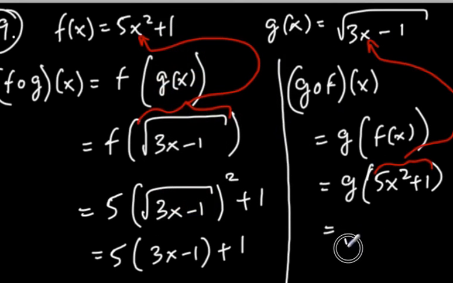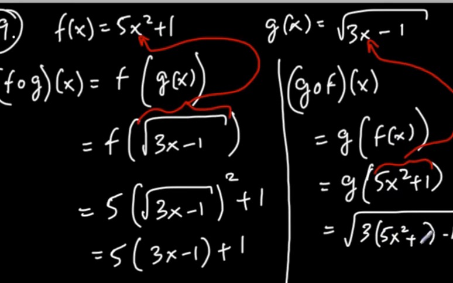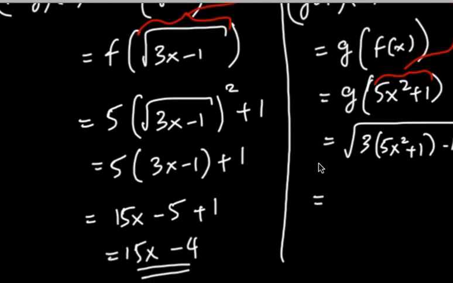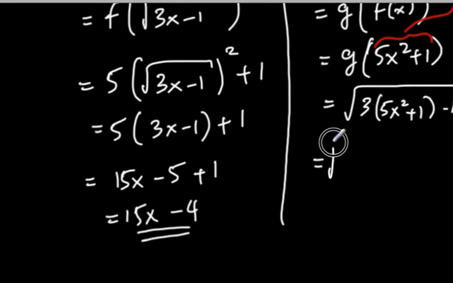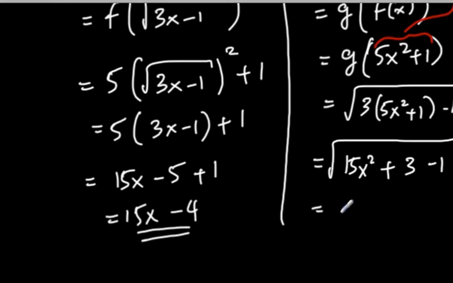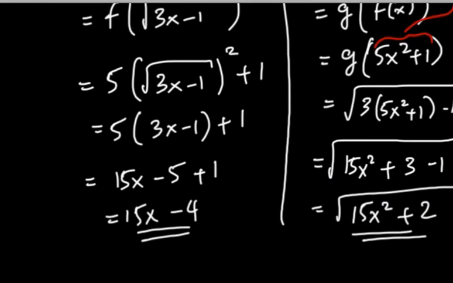So it becomes the square root of 3 of something minus 1, and that something happens to be 5x squared plus 1. So that's equal to, oops, I need to scroll down a bit. So it's equal to the square root, and this becomes 15x squared plus 3 minus 1, and becomes 15x squared plus 2. And that's our solution.